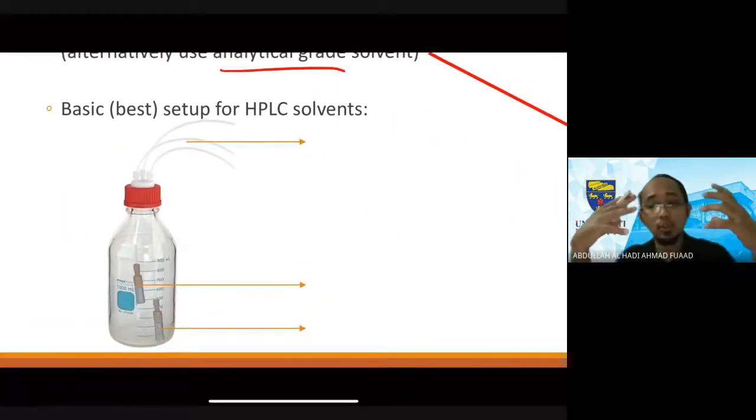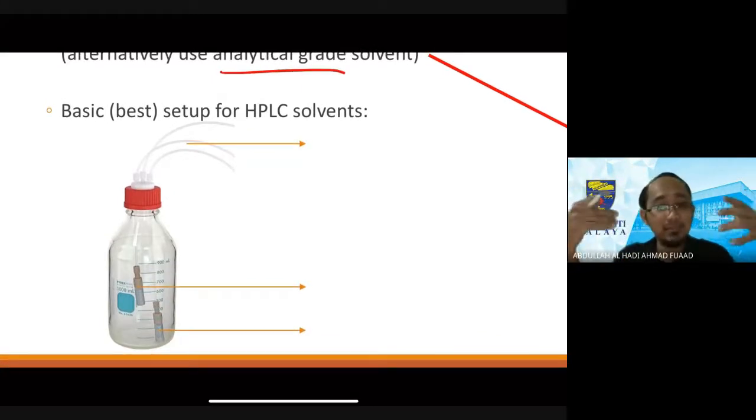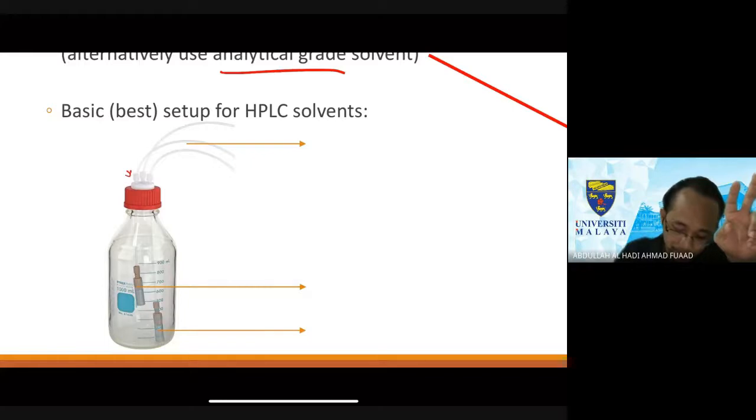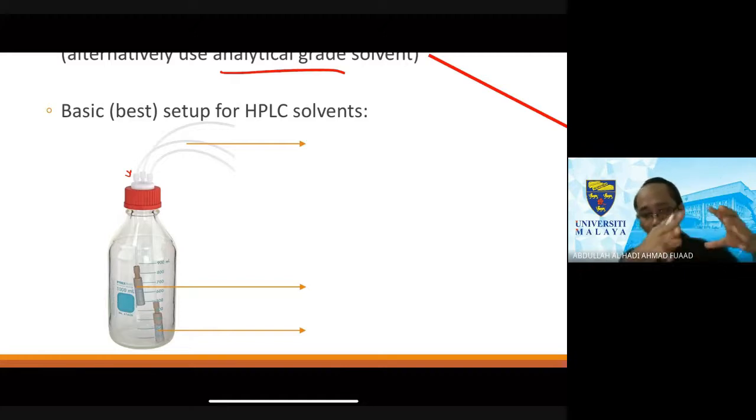Normally, I would say the minimum is for you to only have two holes up here. One hole is for solvent intake, so it takes the solvent from your solvent reservoir or solvent bottle into your degasser. That's one. And then the second is used to increase the pressure. Okay, so pressure release, so to say.